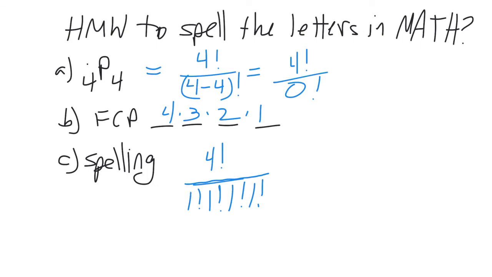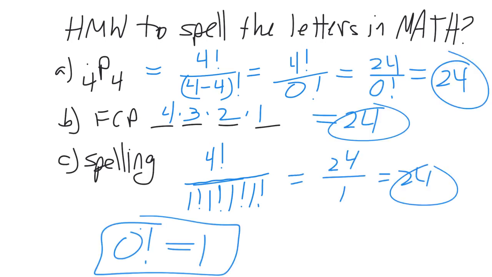Now these must all get the same exact answer. From the fundamental counting principle, we can see that the answer is 24, which means that 0 factorial in the permutations formula has to equal 1. For spelling, we really don't need all these 1 factorials, but just to play it out, we'd probably use the fundamental counting principle for this particular problem. Maybe permutation, but probably not spelling for this because they're all different letters.